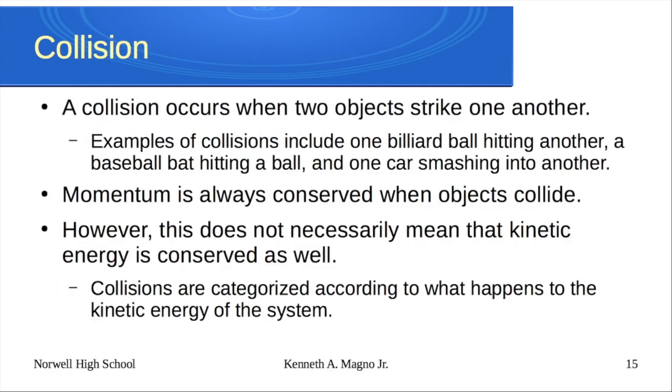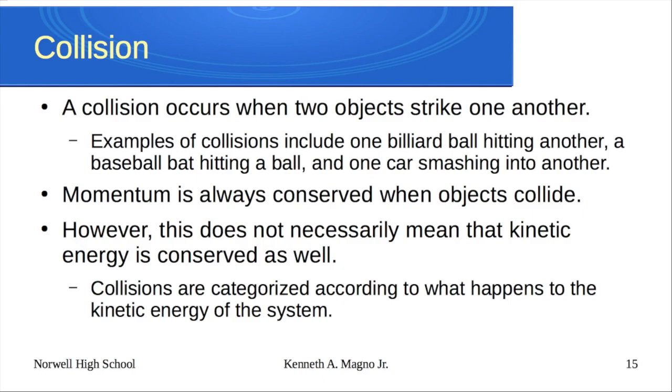So, again, collisions occur when two objects strike one another. So the billiard balls hitting one another, a baseball bat hitting a ball, one car smashing into another car, and we're always conserving our momentum. The one thing that doesn't always have to be conserved, though, is our kinetic energy. Because if we think about car collisions, some of the metal goes crunchy, which means some heat has to be generated to do that. Well, it means we could lose some kinetic energy.